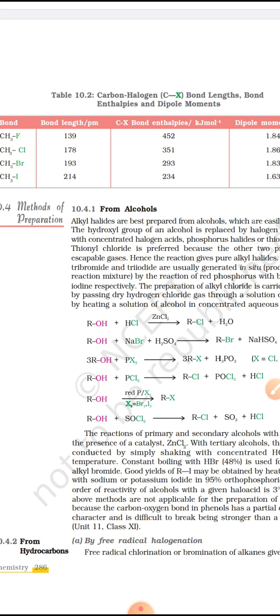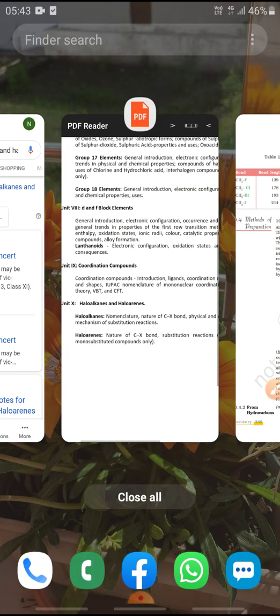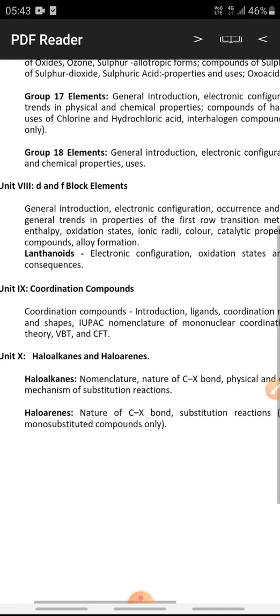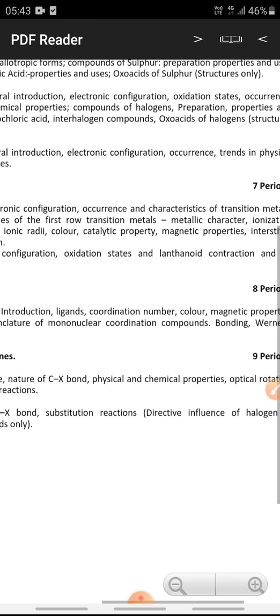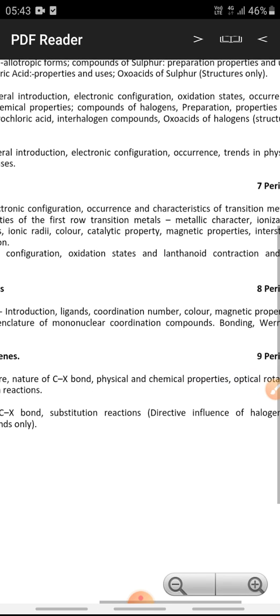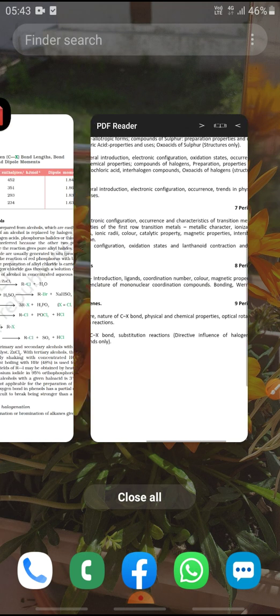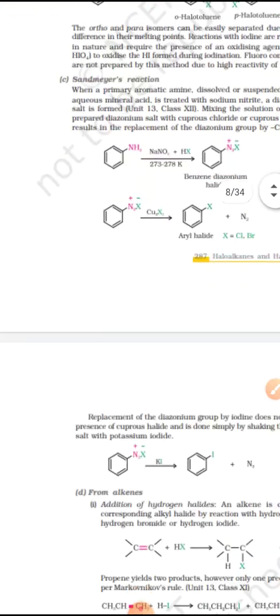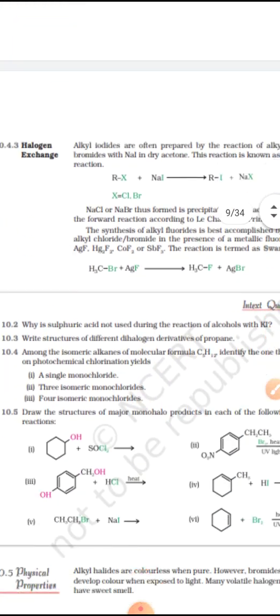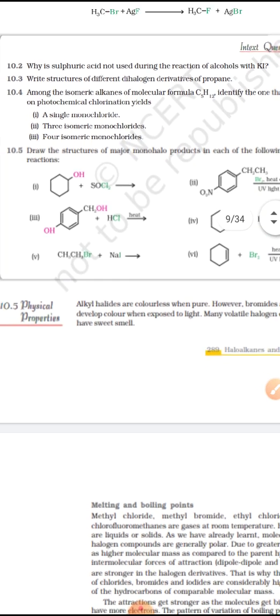Now children, the next topic given in your work is methods of preparation, but as I have shown you in the syllabus, this is for the present year 2020-21. Here, after nature of CX bond, the next topic given is physical and chemical properties. That means methods of preparation are not in the syllabus, so we will not be doing the methods of preparation. We are directly moving towards the physical and chemical properties.